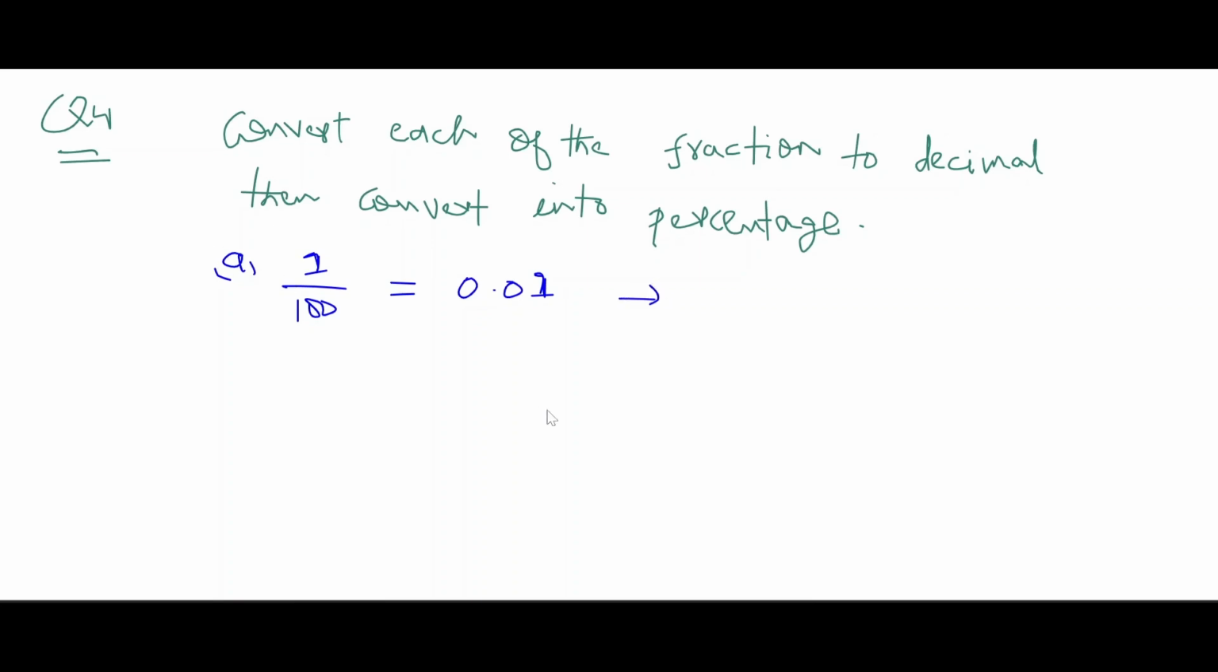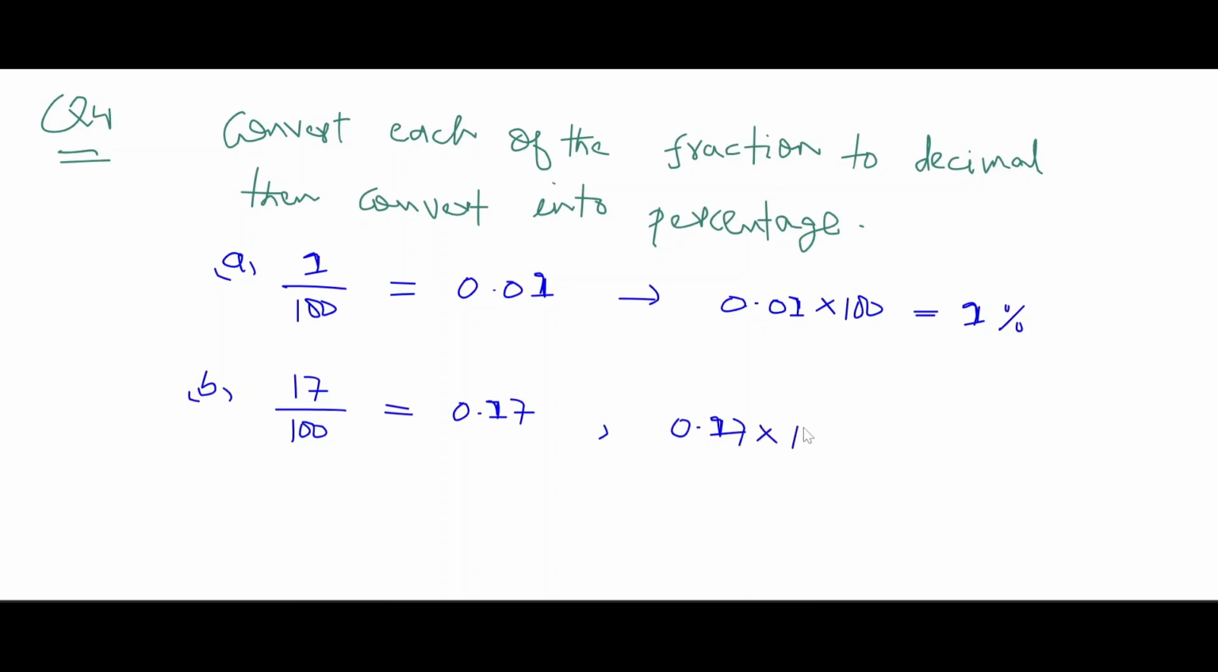Now 0.01 times 100 will become 1%. Part B, we are given 17 divided by 100. It will become 0.17. After that, 0.17 times 100. The decimal should be multiplied by 100, so you will get a percentage. So it's 17%. 17% is 17 out of 100.